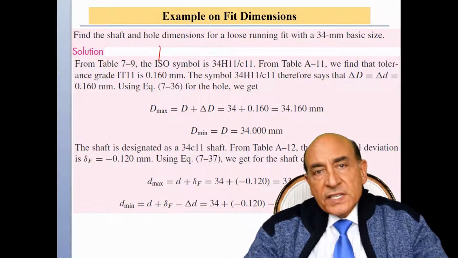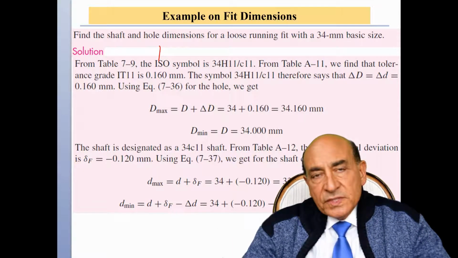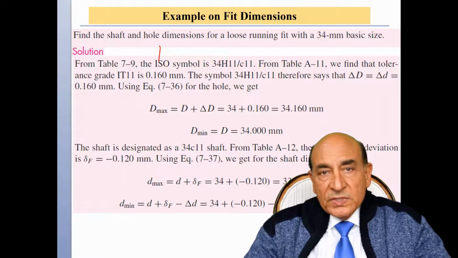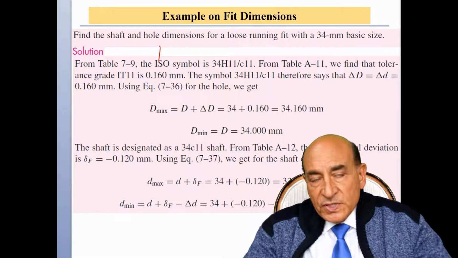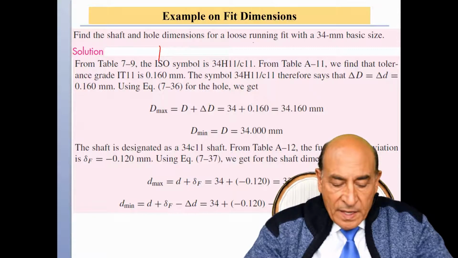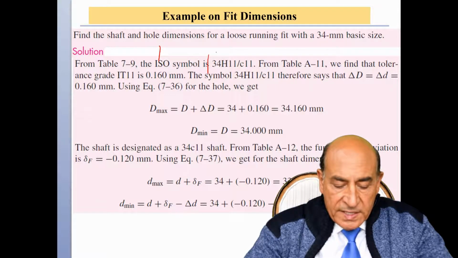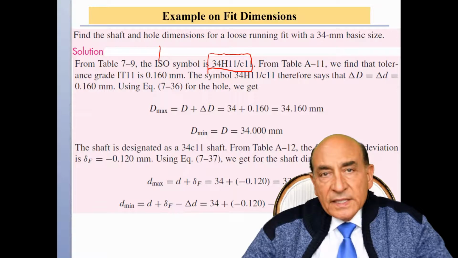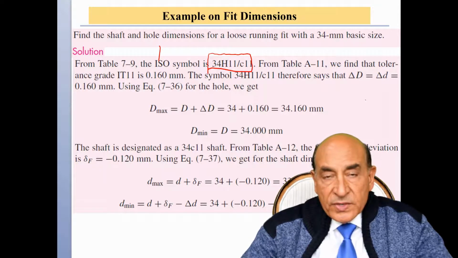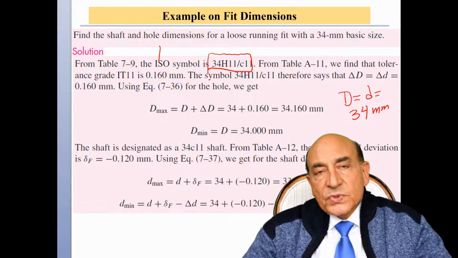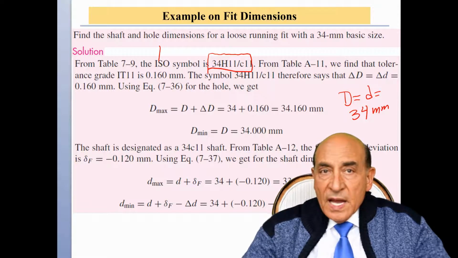The first one is just let's determine the dimensions without worrying about pressures at the interface. So the dimensions, we will do that for an interference, and then we'll do that for the clearance, just to kind of see the comparison or the difference. So for the, we have an ISO symbol 34H11C11. So that is metric, so the reference cap D equals lowercase d equals 34 millimeters. So this is the reference for the shaft and for the hole. And then we'll go from there.